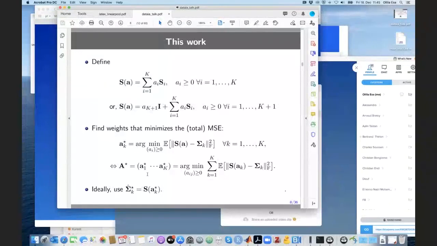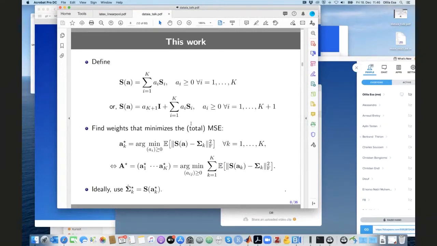And this is actually the same thing as saying that we find this weight matrix A such that we minimize the total mean squared error, so the sum of the mean squared errors of these. And if you could find this weight vector A_k star, then ideally you would just plug it into this formula here as a weight and use that as your estimator.